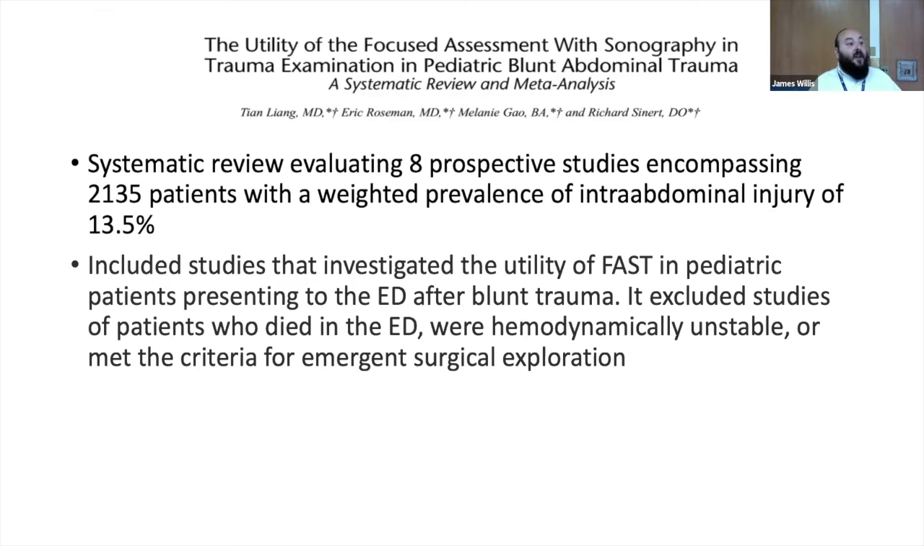Looking at the names, you might recognize some of the names. This article was published in Pediatric Emergency Care in February of 2021. It evaluated the utility of the eFAST for the diagnosis of intra-abdominal injury in children presenting with blunt abdominal trauma. It actually is a systematic review evaluating 8 studies encompassing just over 2,000 patients with a weighted prevalence of intra-abdominal injury at 13.5%. It included studies for the pediatric FAST exam that was done in the ED for blunt abdominal trauma. It excluded studies for patients who died in the ED, were hemodynamically unstable, or met criteria for emergent surgical exploration.